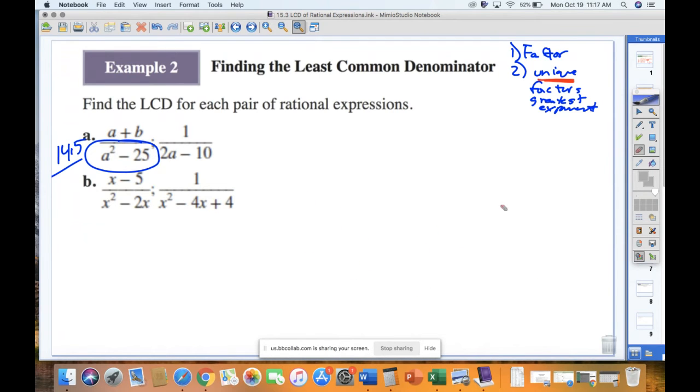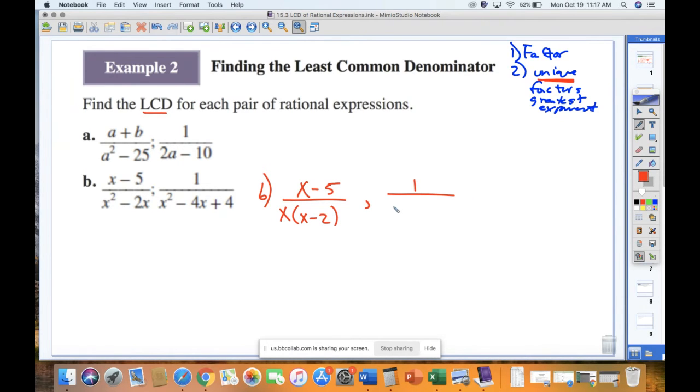So let's look at B. Write B down. B says x minus 5 over x squared minus 2x, and 1 over x squared minus 4x plus 4. Let's see, x minus 5, don't care about the numerator because I'm looking for the least common denominator. X squared minus 2x is going to be x times x minus 2. My other fraction is a numerator of 1. X squared minus 4x plus 4 is going to factor to x minus 2, x minus 2.